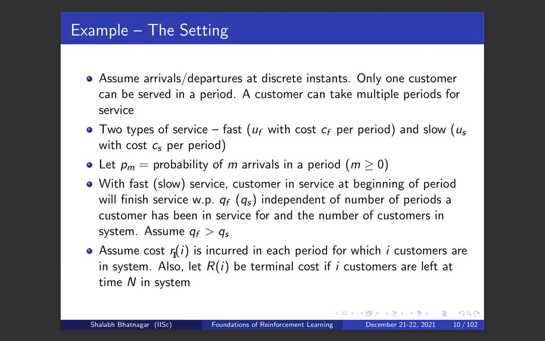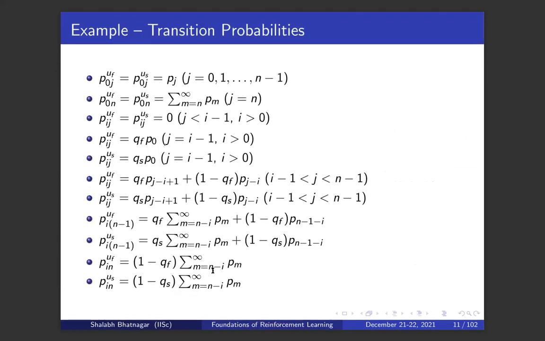So let's assume that there's a holding cost. Suppose there is a cost that you incur if there are i customers already in the system. And at time capital N, I told you that everything terminates. So capital R of i, let's say, is the terminal cost that you incur if there are i customers in the system.